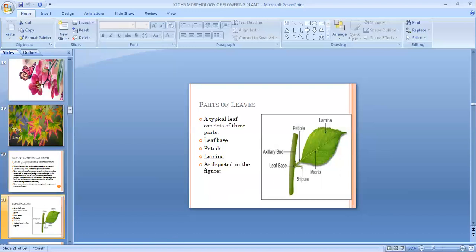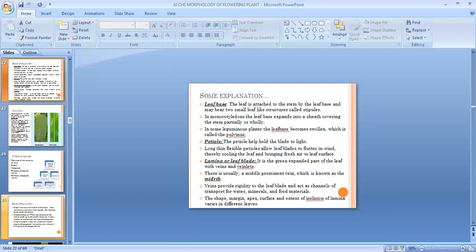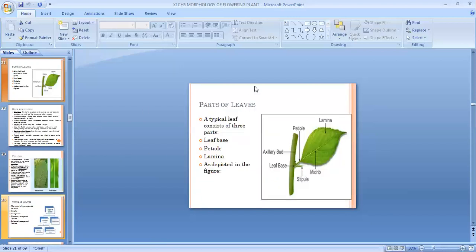Now let us talk about the petiole. What is the function of the petiole? The petiole holds the blade to the light. I'll show you again. This is the petiole, the stalk of the leaf. It holds the blade to the light. It is a long, thin, flexible structure, and it allows the leaf blade to flutter in the wind, and thereby cooling the leaf and bringing fresh air to the leaf surface.